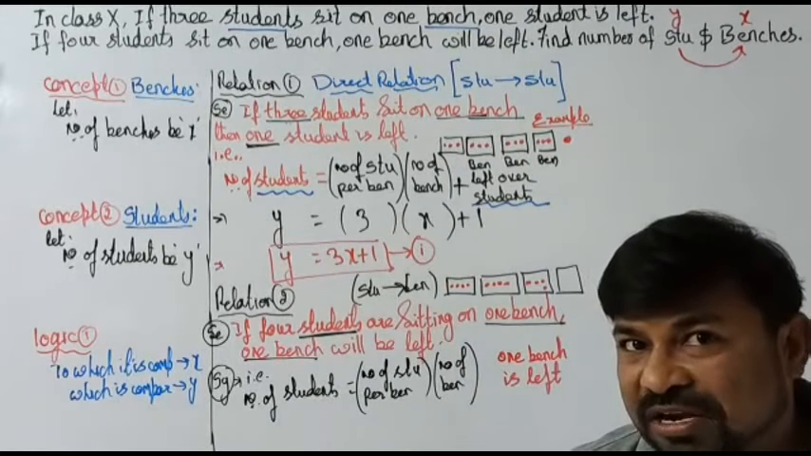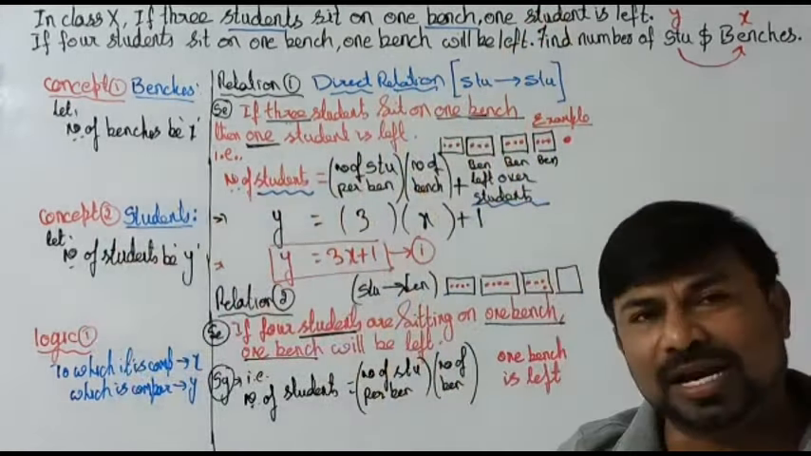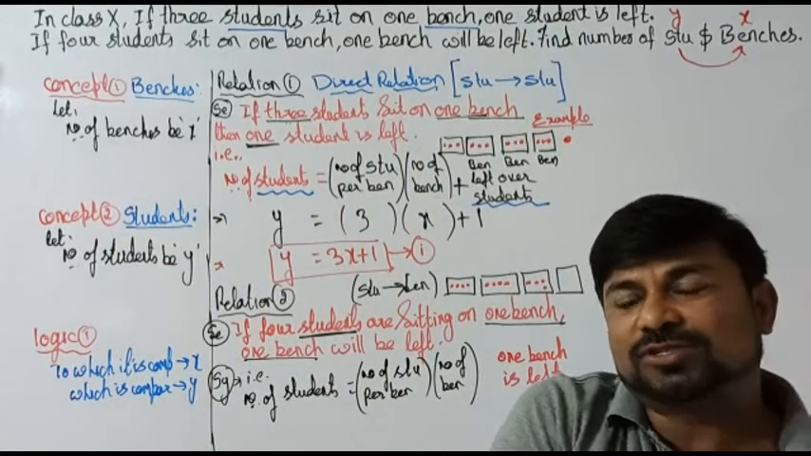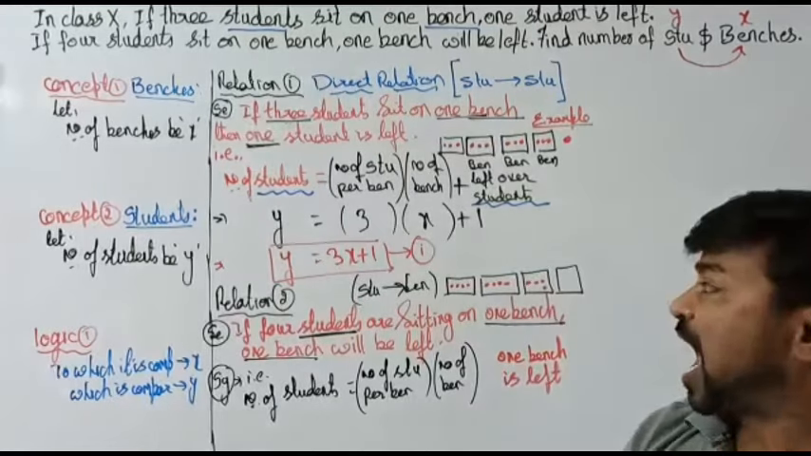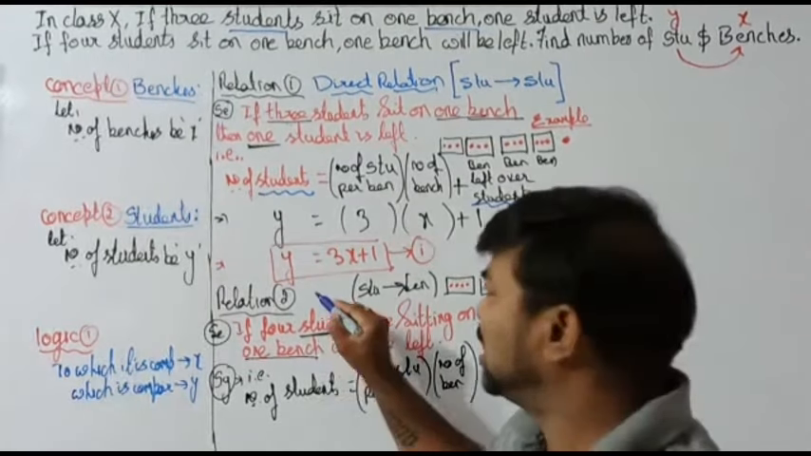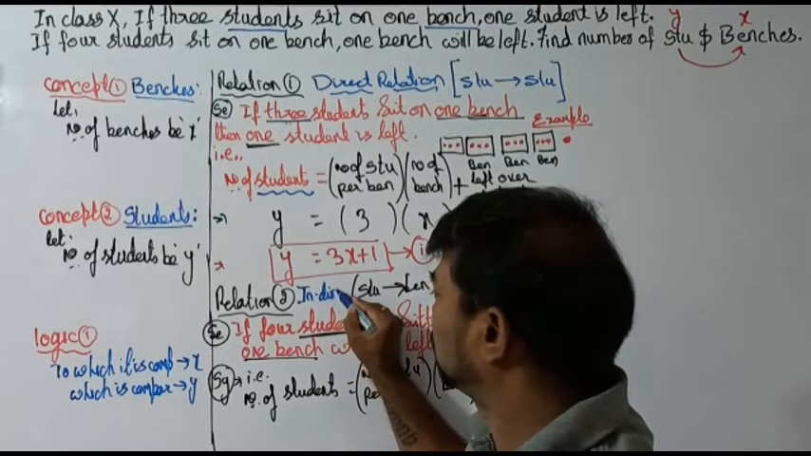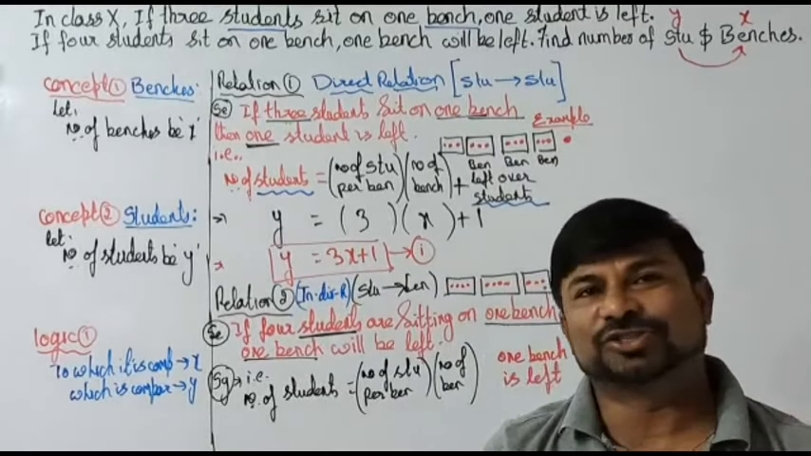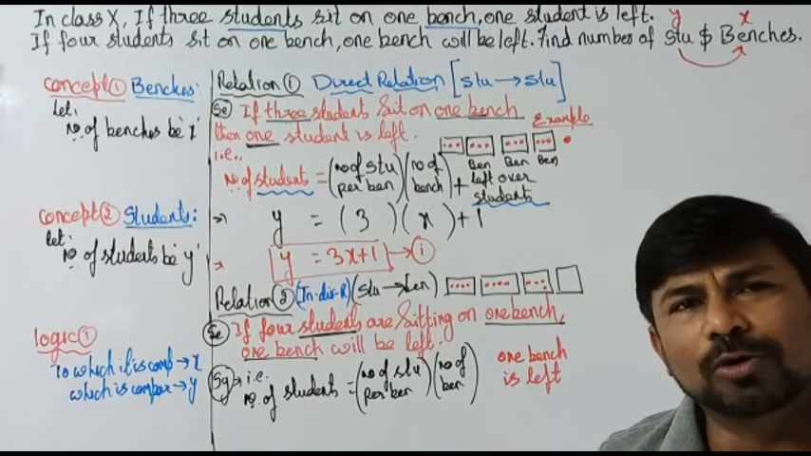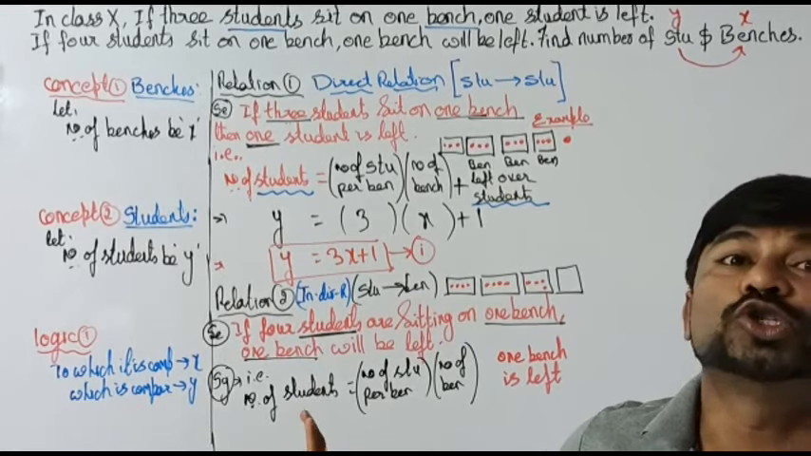Can I call this a direct relation? If the relation is between student and student, I like to call it a direct relation. But here the relation is not between the student and the student. The relation is between the student and the benches. I like to call this an indirect relation. This is the tricky part. How to match up? Always we have to go to the y. It is number of students.